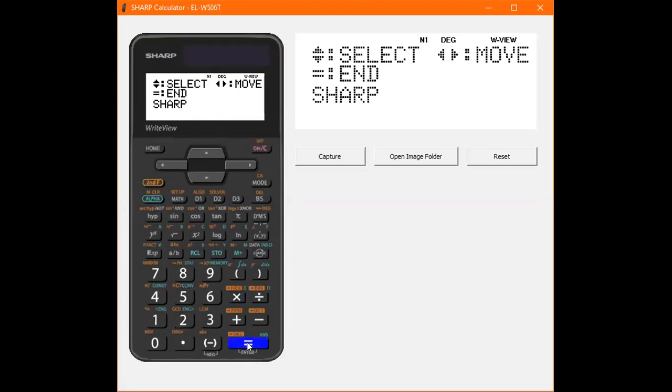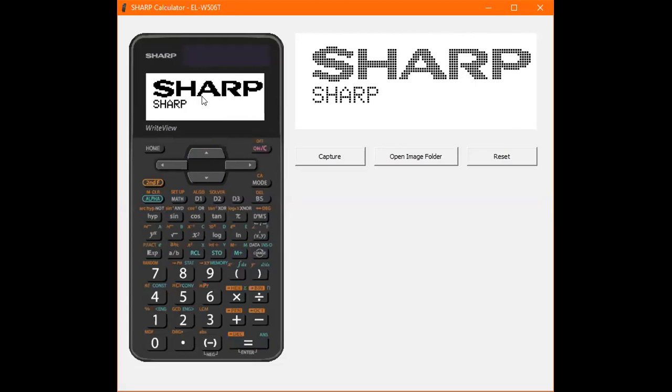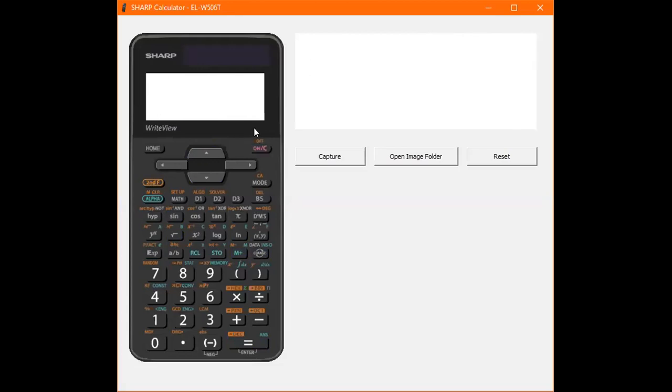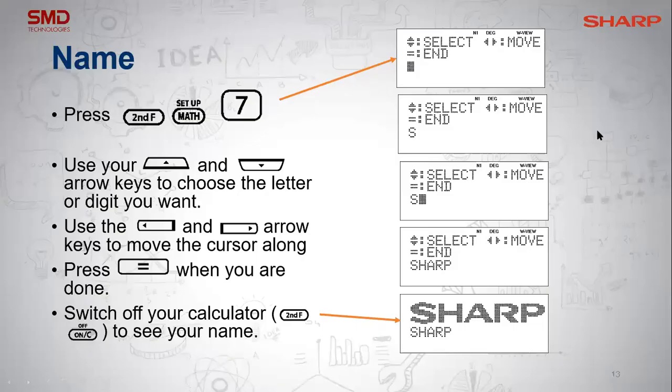You can press equals. And then what it does is if you switch off your calculator, you can say second function on, and you'll see your name appears underneath it. There, let me do it again for you to see. There's your Sharp that you wrote. Okay, awesome. Let's go back here. Okay, so that was name.